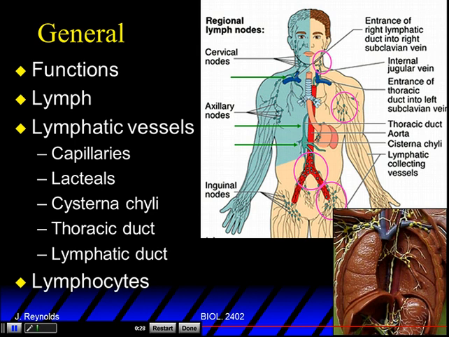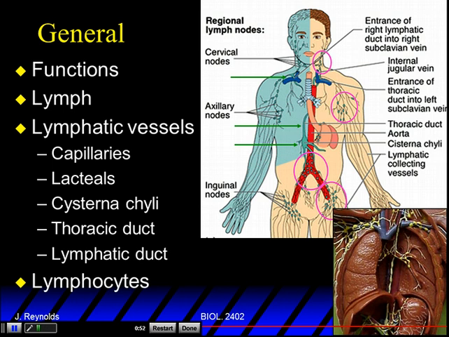You probably already know that your lymphatic system's job is to protect you. It obviously has lymph nodes. You can see a picture of lymph nodes here, the little green dots everywhere. They have phagocytic cells in there, and the phagocytic cells remove bacteria and viruses. Alright, so you already know that.